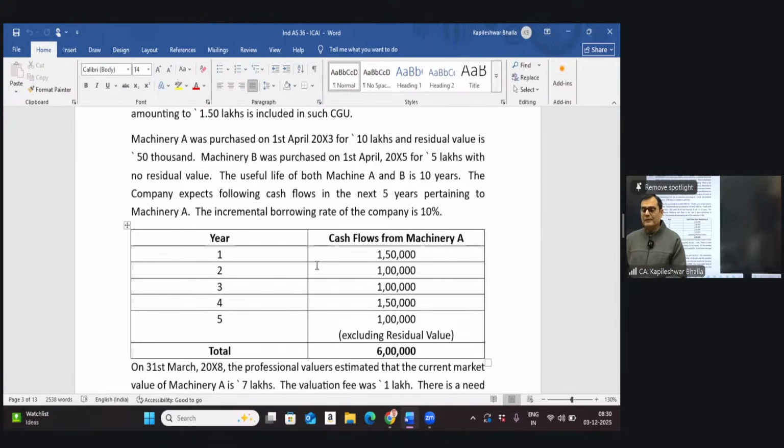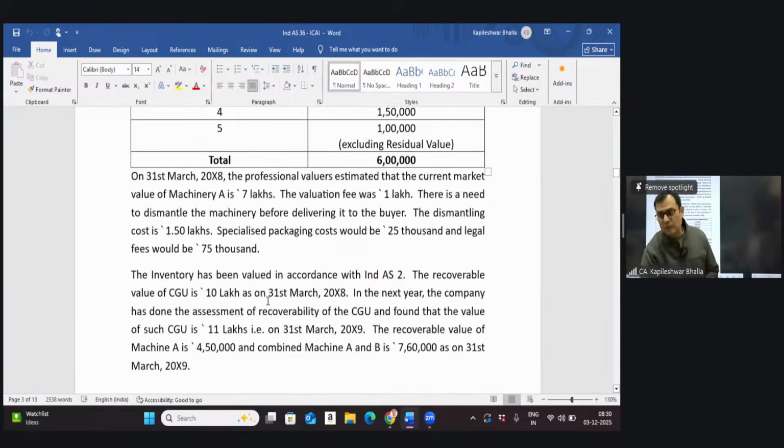The incremental borrowing rate is supposed to be 10%. So these are the cash flows for machinery A. I can easily calculate a VIU for machinery A. Then he says on 31st March X8, it's 5 years since machinery A was purchased and 3 years since machinery B was purchased. On 31st March X8, the professional valuers estimated that the current value of machinery A is 7 lakh. And then it says the valuation fees is 1 lakh. There is a need to dismantle the machinery before delivering it to the buyer.